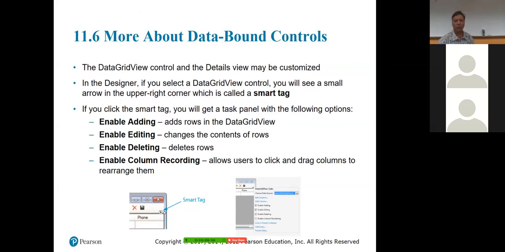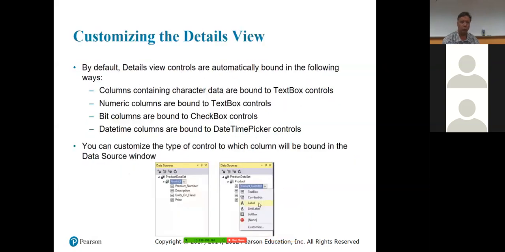Data grid view and details view may be customized. You can move them around. If you select the data grid view control or any of them, there's a smart tag, which is this little arrow at the upper right hand corner, and you click on that and this thing pops down, and you can see you can enable stuff, you can edit the columns, you can make the columns wider, make it look nicer and all that. You can rearrange the controls.